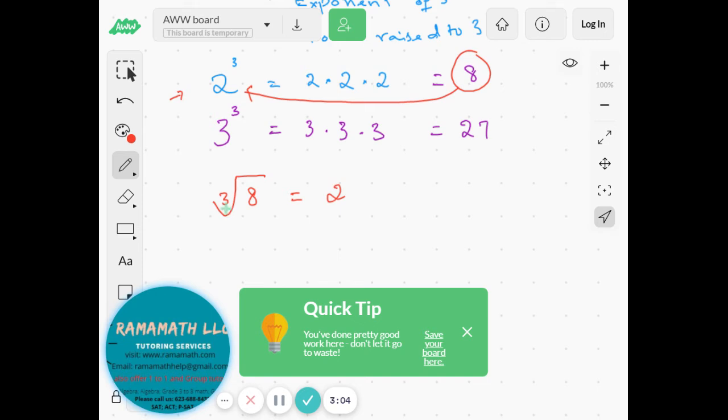Okay, now since you know the cube root of 8 is 2, I want you guys to tell me what the cube root of 27 is. Put them in the chat box. Yes, the cube root of 27 is 3. So just like that, 2 cubed is 8 and the cube root of 8 is 2. It's just inverse back and forth.